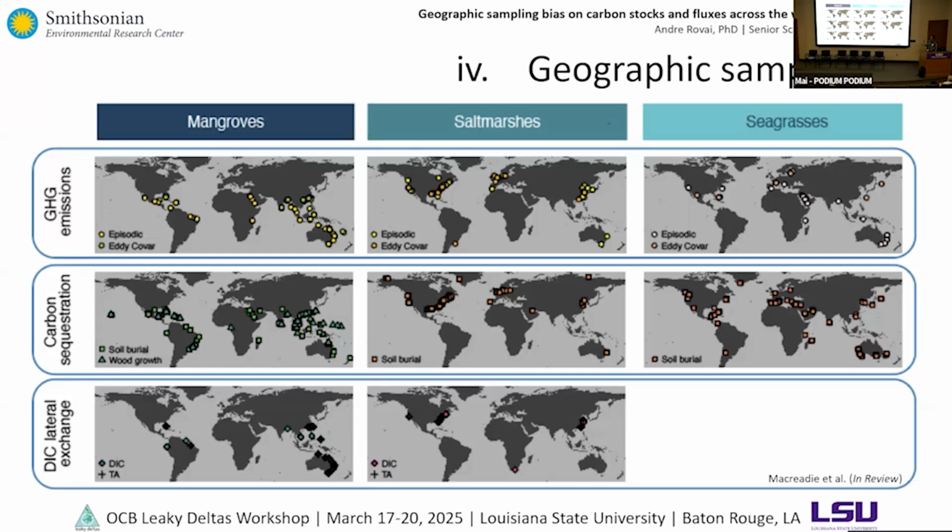That's why we have triangles and, I think, squares in this figure. And here's DIC lateral exchange, with net tidal exchange over tidal creeks or pore water exchange, right? And you see a lot of points, especially for the mangroves here. I remember that the deltas are distributed mostly along the tropical zone here, so we got it covered, right?